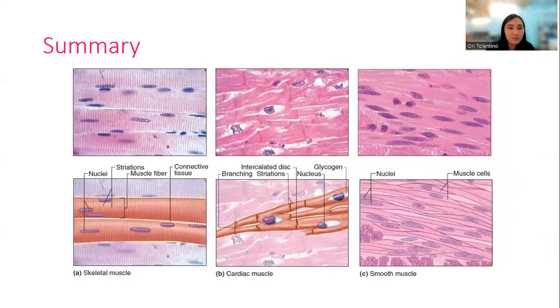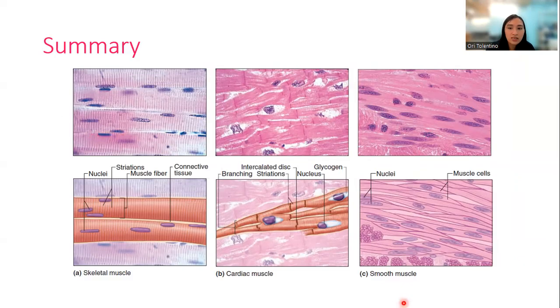So in summary, the skeletal muscles are voluntary with long, cylindrical, unbranched cells. They are multinucleated, with many peripheral nuclei, none in the middle of the fiber. They have light and dark bands, so they are striated.